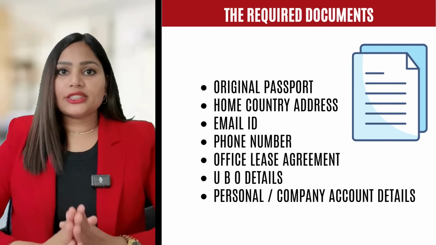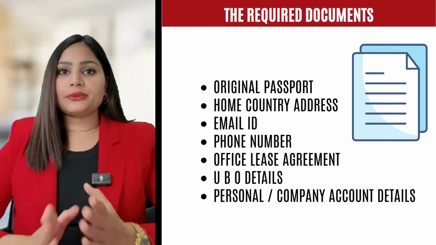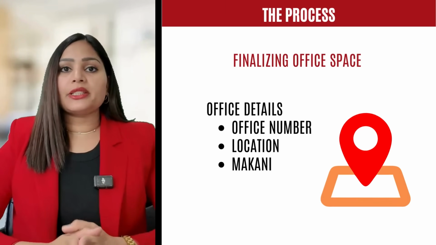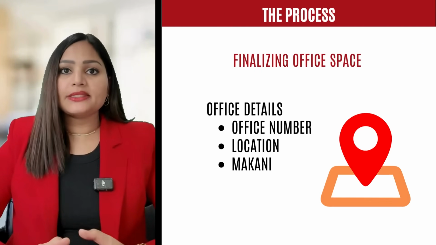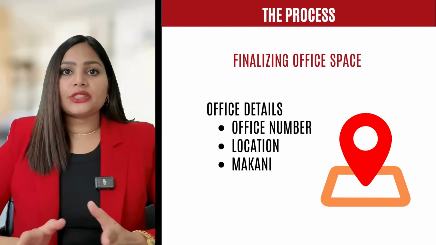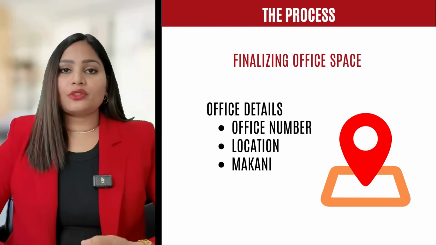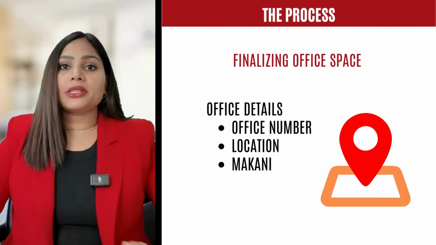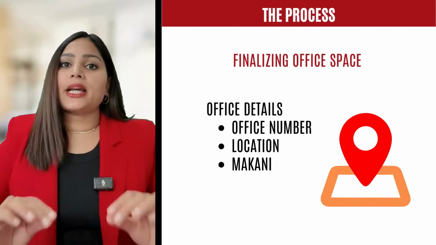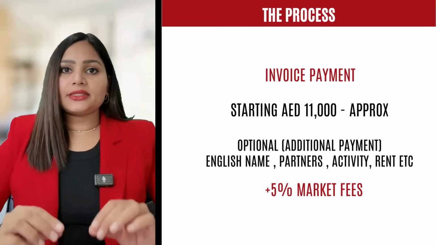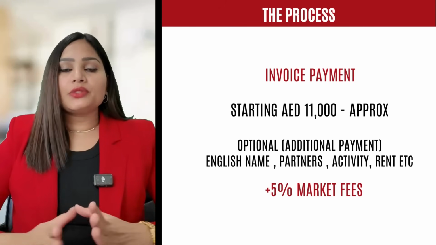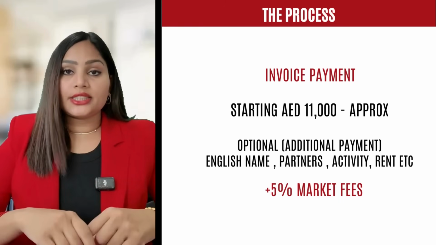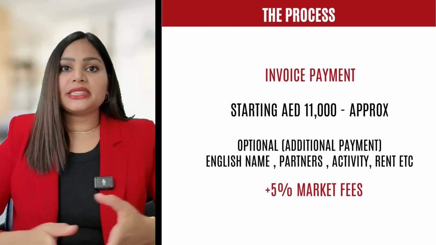After submitting the application for initial approval and name reservation, the next step will be finalizing your office space, where you have to put in your office space details, like the office number, the area, and the Makani number. All these details you have to mention in the application. After submitting this application, you will see an invoice generated, which is system generated basically.